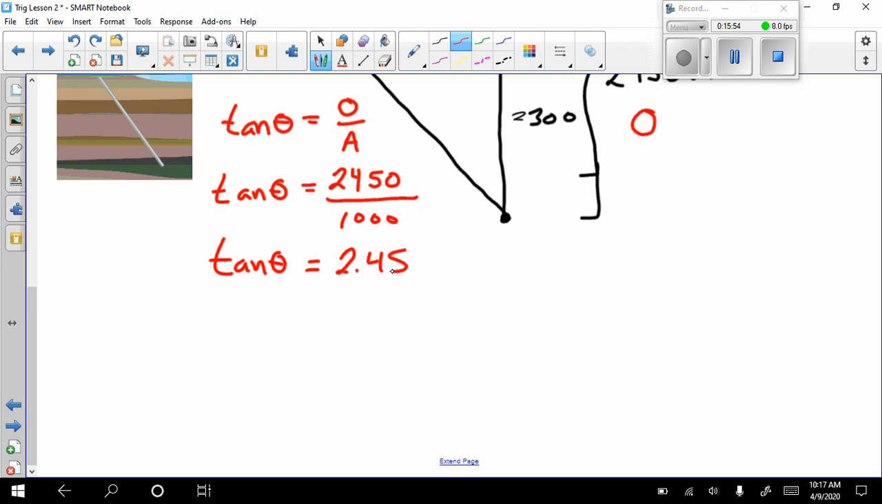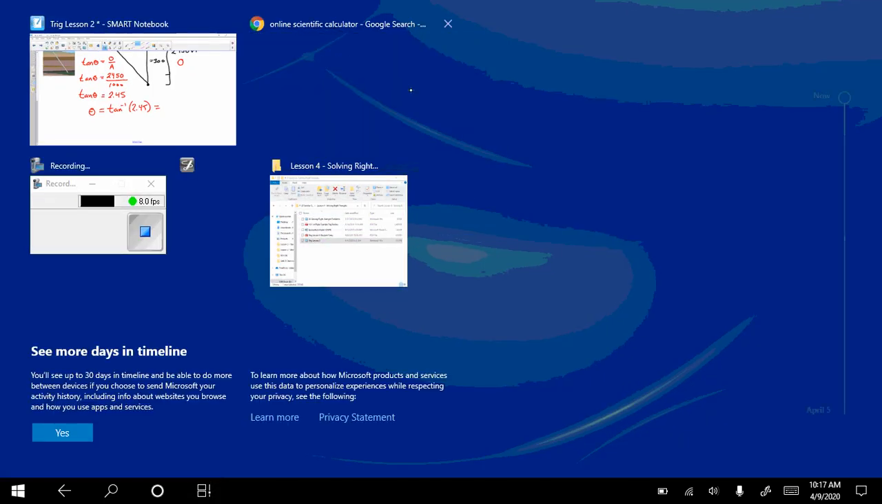Okay. And so when I divide those, I determine that tan of theta is 2.45. And now I need to do that inverse tan. So theta is going to be the inverse tan of 2.45. And our calculator will do that for us. So let's go to our calculator.